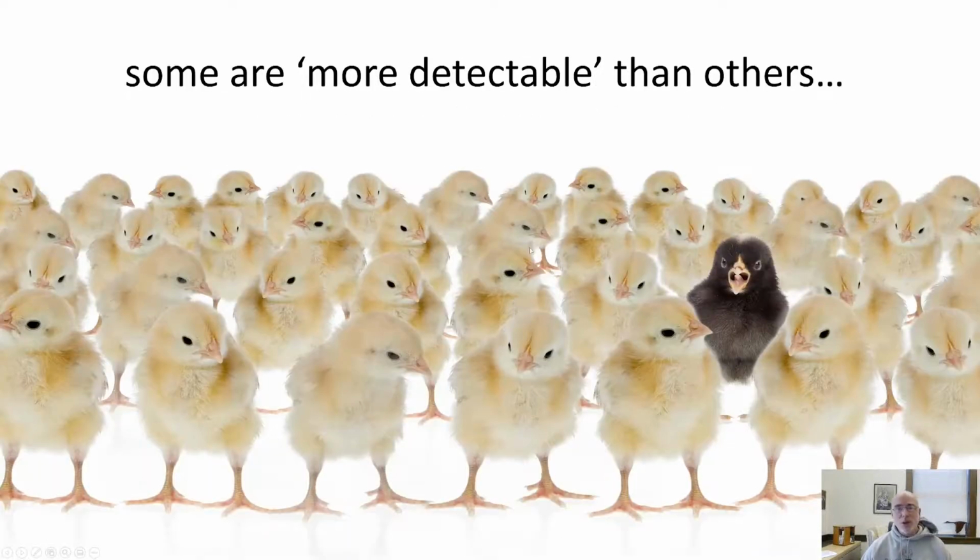Some of the reasons are related to the fact that some of the individual errors are less detectable than others. This is going to be true in population studies as well. Bigger animals may be more detectable than small animals. Brightly colored animals may be more detectable than less brightly colored animals, and so forth.